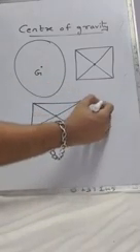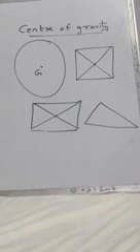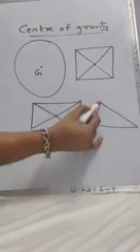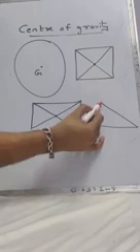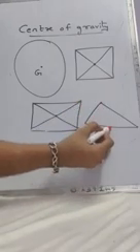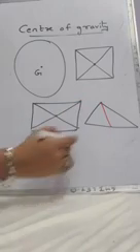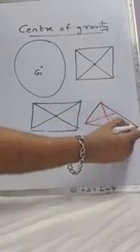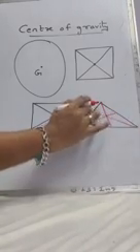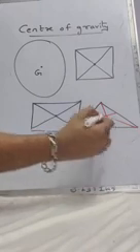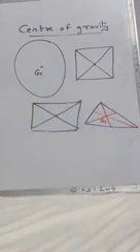If I take a scalene triangle, where is the center of gravity? For this, you will have to draw a median. You know what a median is? Median is a line which joins the vertex and the midpoint of the opposite side. So if you draw this, this is the median. Generally we denote it by G. G stands for centroid.